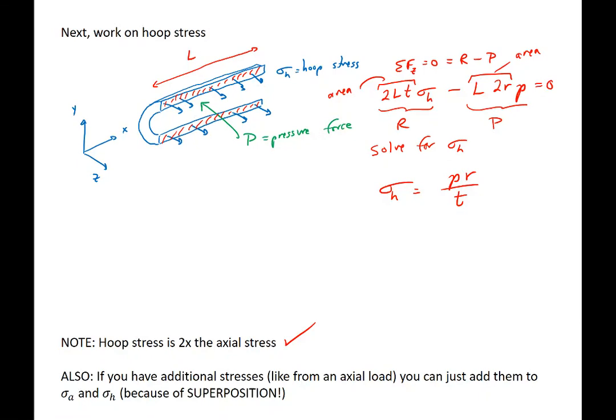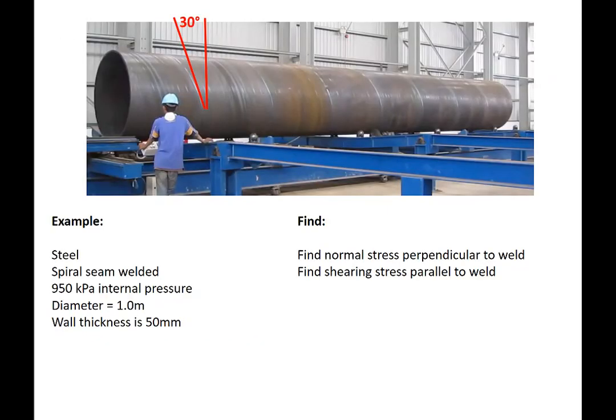And if you have additional stresses, like from an axial load or something else, you can just add them to sigma A and sigma H because of superposition, which we talked about a couple times ago. All right, so the next thing we're going to do is an example problem with this cylinder. But in order to manage the size of these videos, I'm going to stop here. So part 2 we'll pick up right here and look at this example problem.